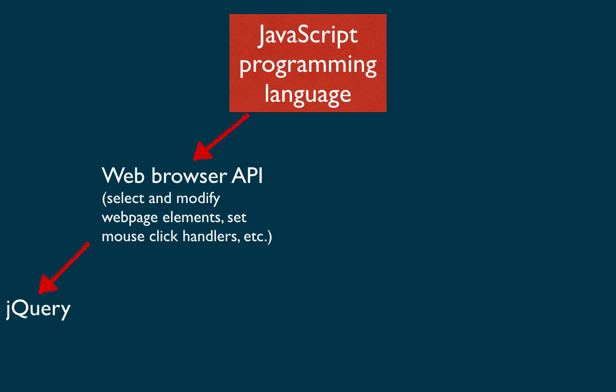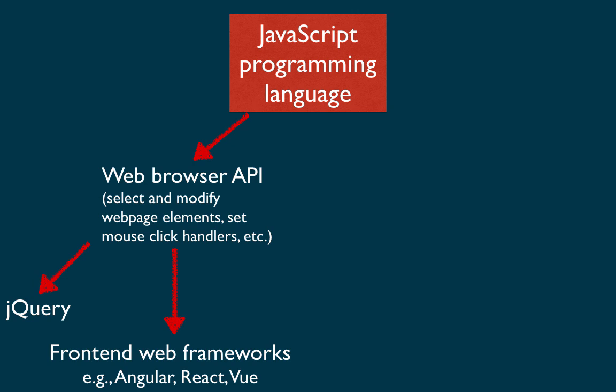And then on top of the web browser API, people have built some convenience libraries like jQuery. So you might see JavaScript code examples that use a dollar sign. That's a lot of jQuery functions that are specially made for jQuery, and they don't necessarily have to do with the language as a whole.